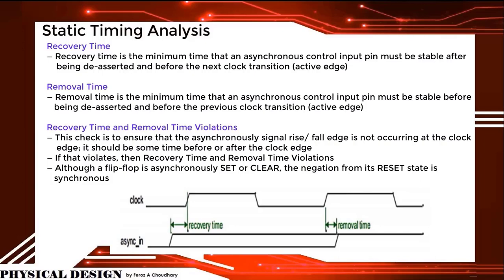Recovery time and removal time violations. This check is to ensure that the asynchronous signal's rise and fall edge is not occurring at the clock edge. It should be some time before or after the clock edge. If that is violated, then there are recovery time and removal time violations. Although a flip-flop is asynchronously set or cleared, the exit from its reset state is synchronous.